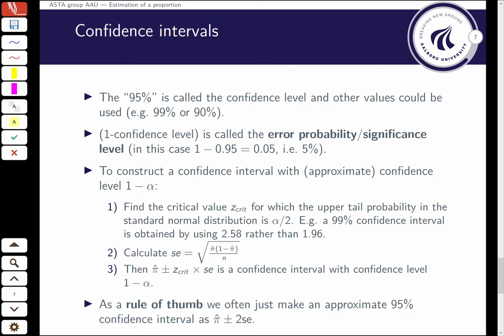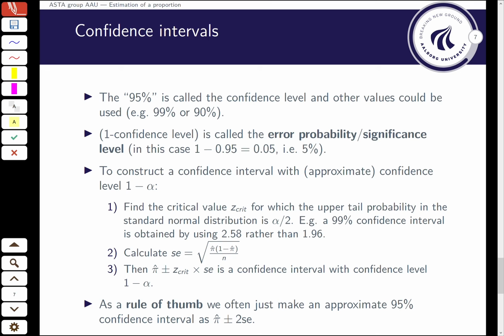But why use 95%? We could use something else. The 95% is called the confidence level, and other values can be used, like 99% or 90%. If we look at the reverse probability, 1 minus the confidence level, in this case that would be 5%. That's called the error probability or the significance level, alpha. And if we want to construct a confidence interval with some other confidence level, 1 minus alpha.